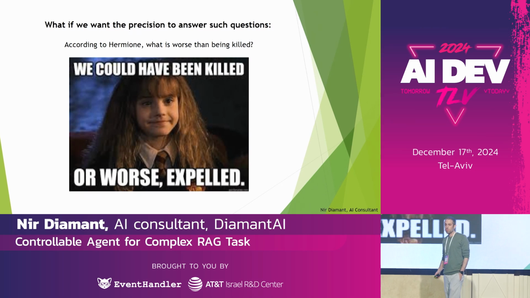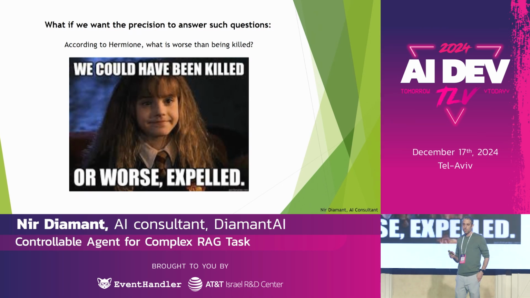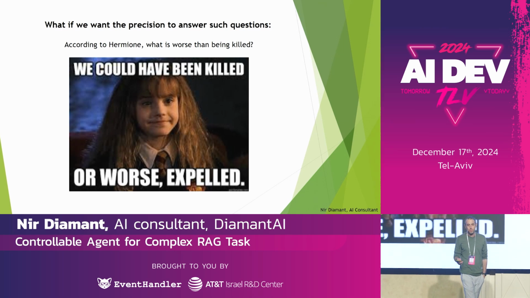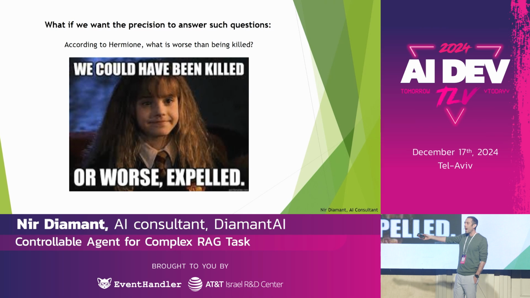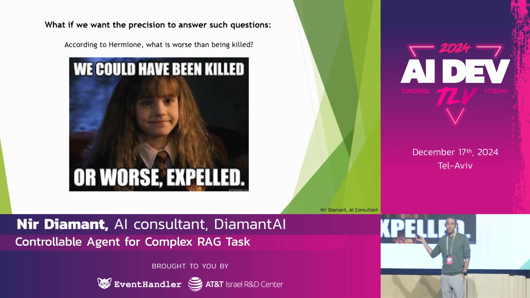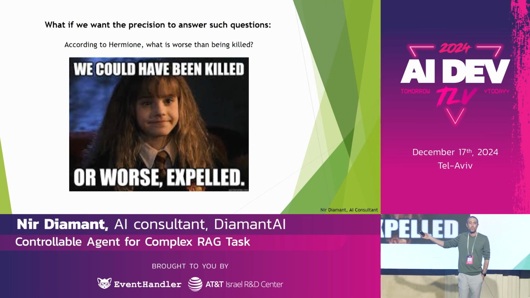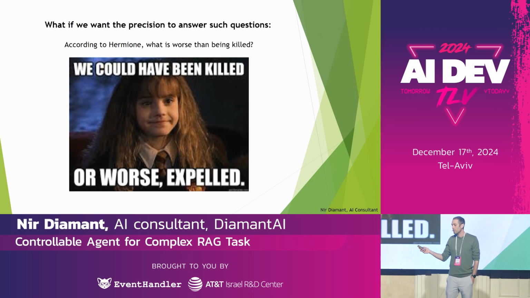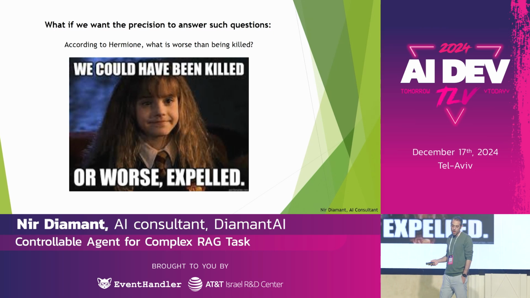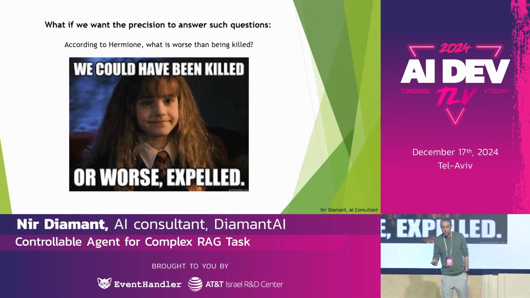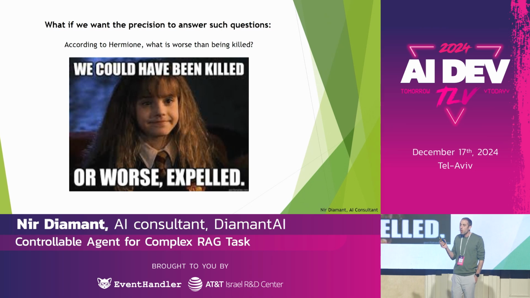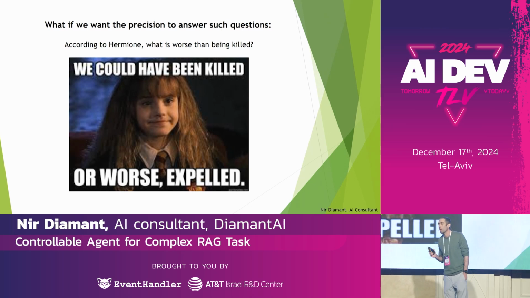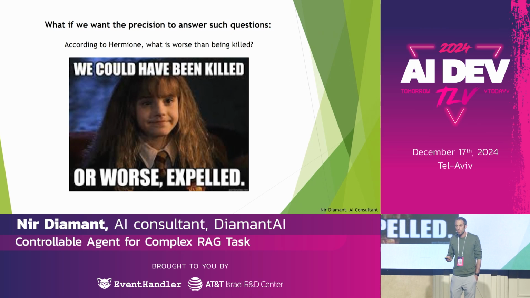Now, if you want to have a much higher precision, for example, specific quotes from the book. I don't know how many of you read Harry Potter, saw the movies. I guess many of you. There is this very famous quote of Hermione saying, "We could have been killed, or worse, expelled." So if you are going to ask, according to Hermione, what's worse than being killed? You'll have to have the specific quote from the book, otherwise you cannot solve it using an LLM.